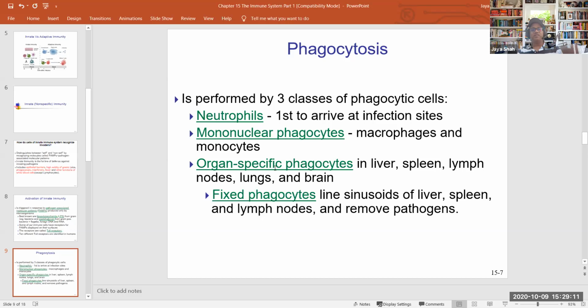Sometimes these organ-specific phagocytes live permanently inside the organ, and then we call them fixed phagocytes. For example, in the liver sinusoids, we call them Kupffer cells, and there are others in the spleen and the lymph nodes, and they remove pathogens. So these phagocytes start engulfing the microorganism when it enters our body.